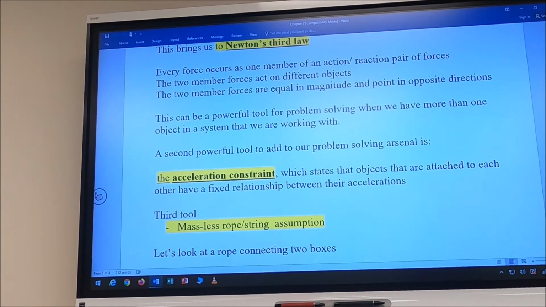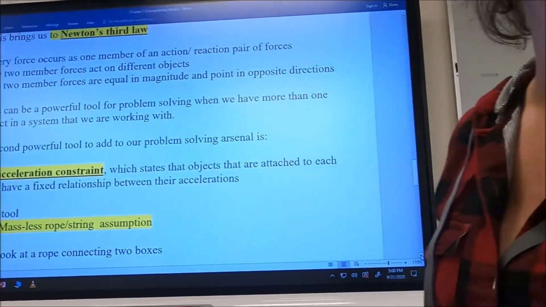Newton's third law says every force occurs as one member of an action-reaction pair of forces. The two member forces act on different objects. The two member forces are equal in magnitude, point in opposite directions. Okay? So this can be a really powerful tool.